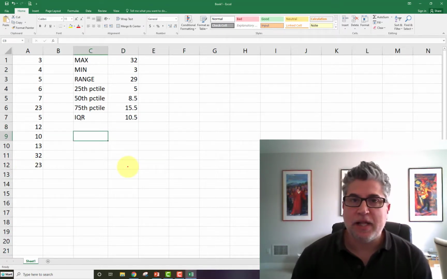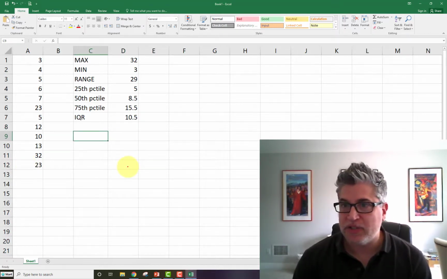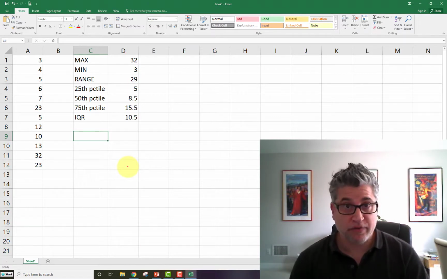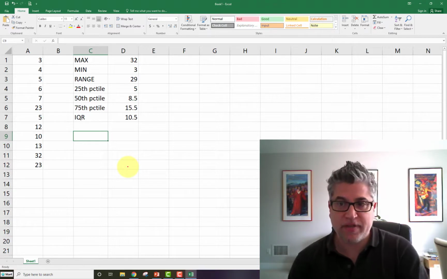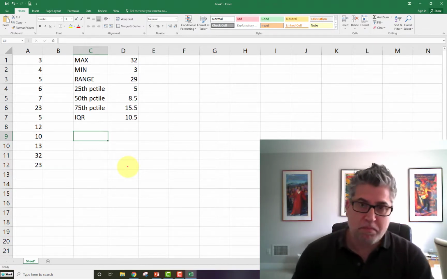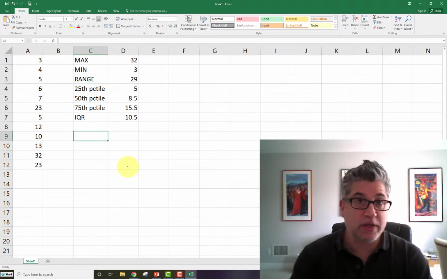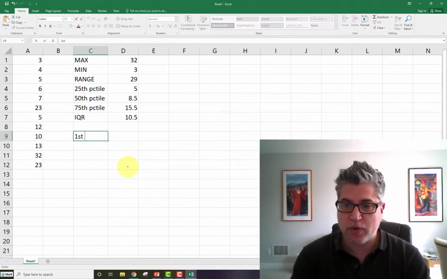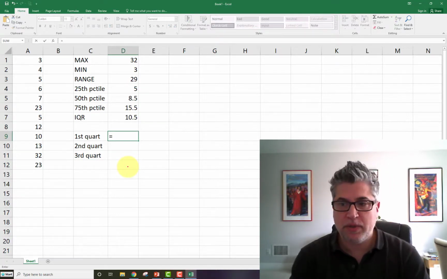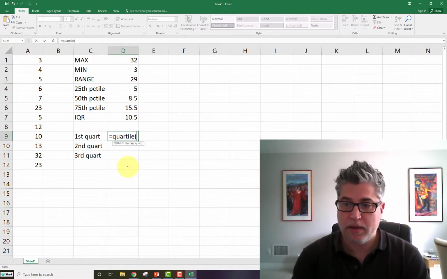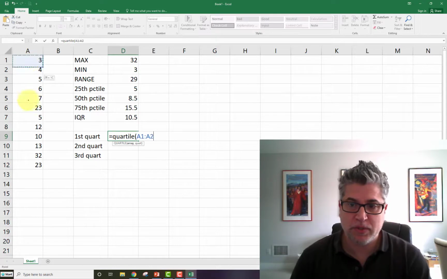There is an Excel command for calculating quartiles directly, just asking for the first, second, and third quartile rather than the 25th, 50th, and 75th percentile. You'll get the same numbers. It's worth just showing that they're the same. So we'll do the first quartile, the second quartile, and the third quartile. The command there is very simple. It's just quartile. Give it the range of numbers.